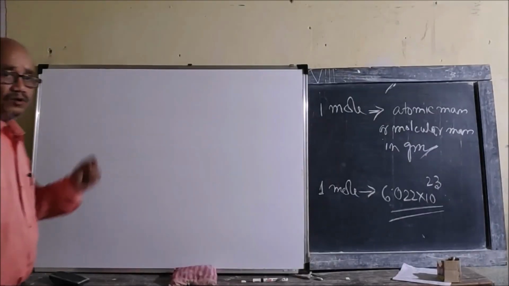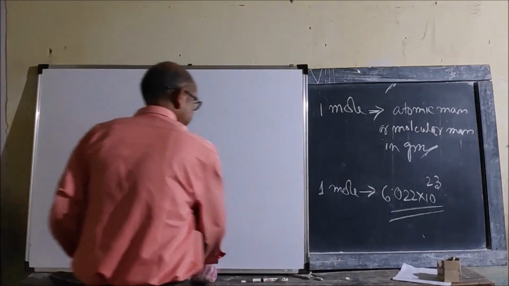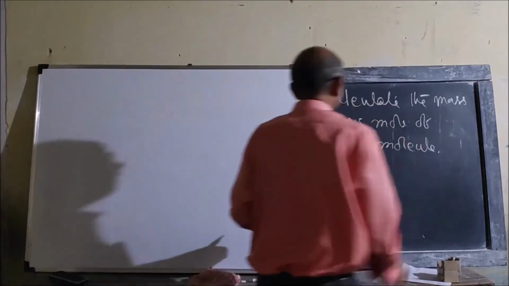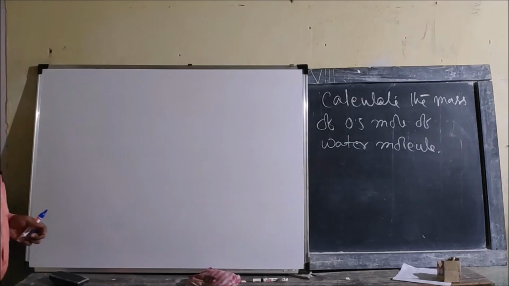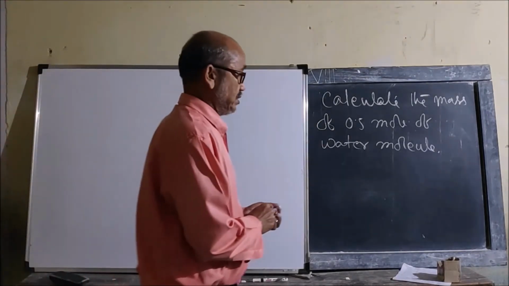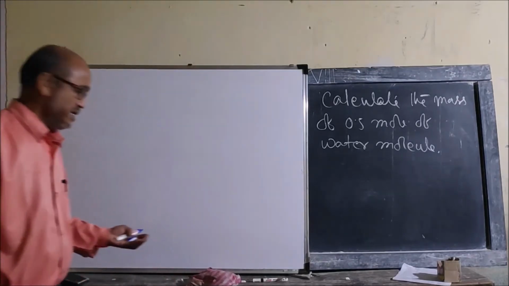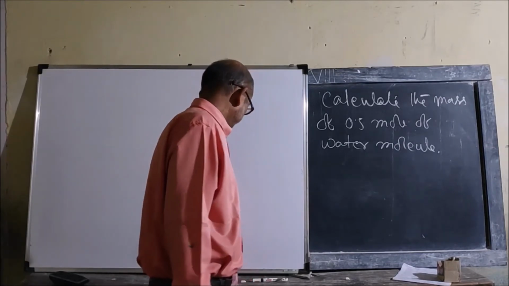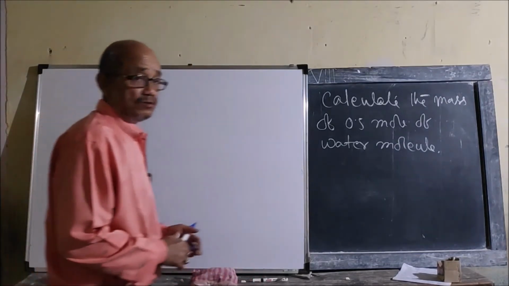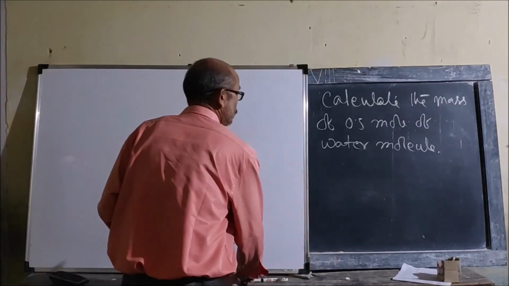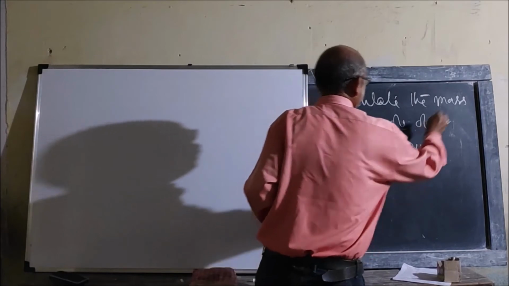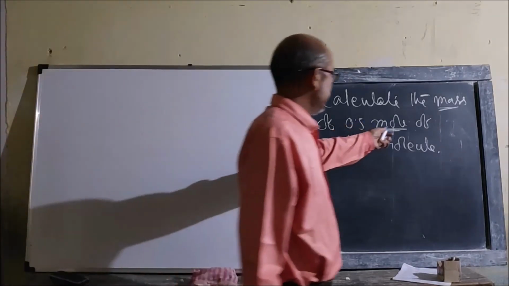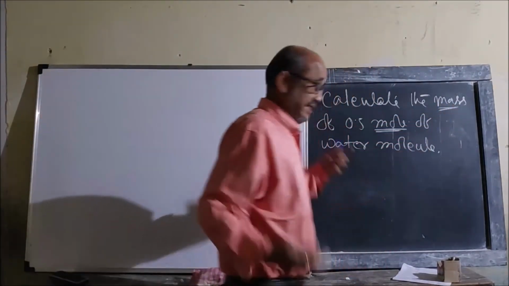This question is: calculate the mass of 0.5 mole of water molecule. Very easily you can solve this one, applying your mind. Here we have to know two words, mole and mass. Magically you can solve it. Mole and mass. So try to understand.